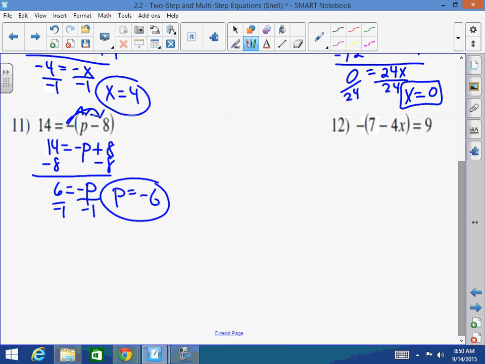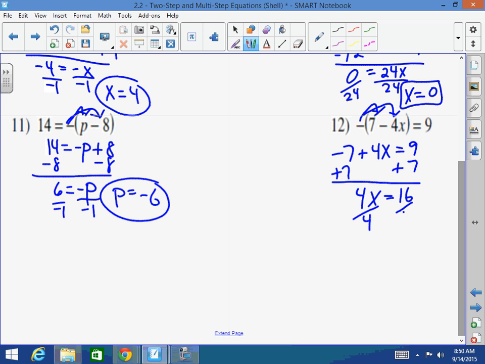For number 12, what do I do, boys? Tell me what to do. That's exactly correct. Distribute that negative 1, giving me negative 7 plus 4x equals 9. Keep going. Tell me what to do. Yes, you're going to add 7 to both sides. 4x equals 16. That's it, my man. You should come up here and teach. You got it. I'm proud of you.